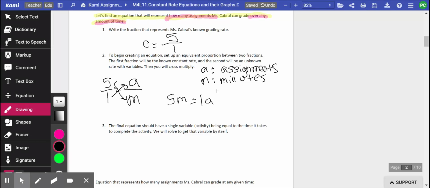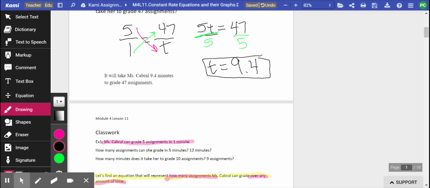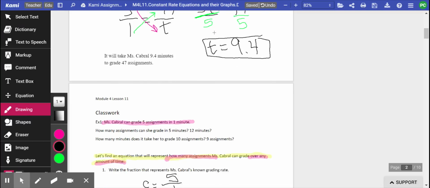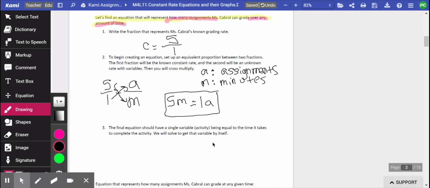So now I have this, right? This looks different than the warm-up question, because in the warm-up question, I didn't have two variables. I'm going to scroll back to that. I didn't have two variables when I cross multiplied. I had 5t equals 47, so I knew that I had to solve for the t. But in this case, I have an M and an A. I have two different variables on two different sides of this equation. So it's kind of tricky.